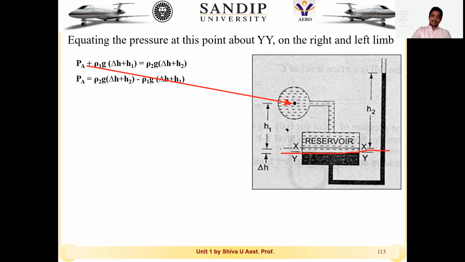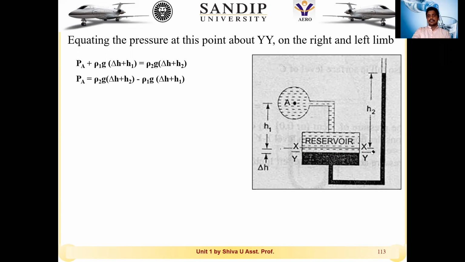On taking these two common on the left hand side, our equation becomes PA plus rho 1 G (delta H plus H1). Similarly on the right hand side, it is rho 2 G H2 plus rho 2 G delta H, because of the small minute variation between XX and YY. Taking the common terms out, we then find the difference between them.